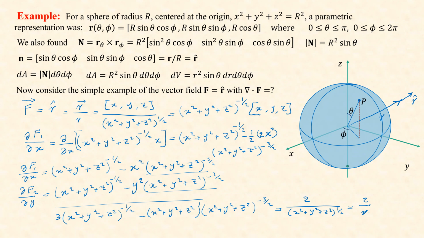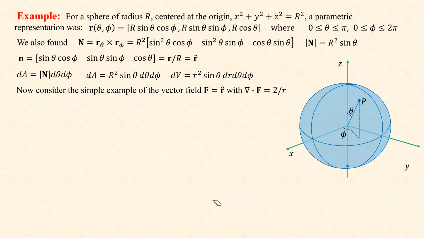So it depends on r. That means the farther you get, the divergence is smaller. The closer you get, the divergence is larger, and it becomes infinite at the origin. Okay, so this divergence of f is just 2 over r.